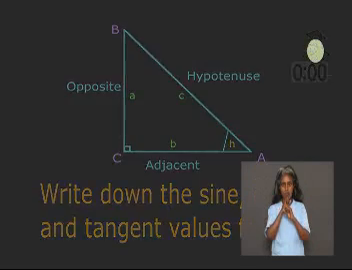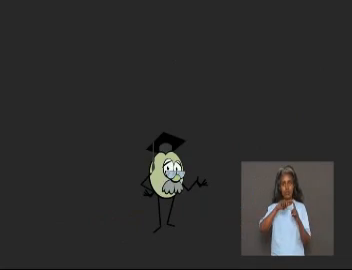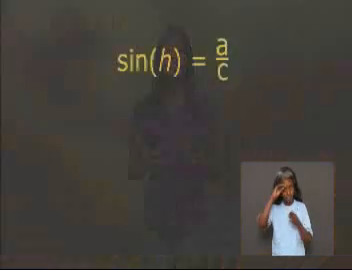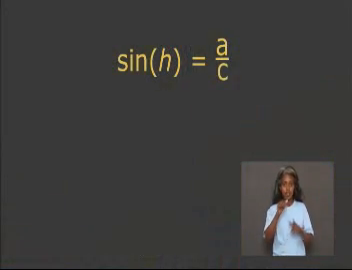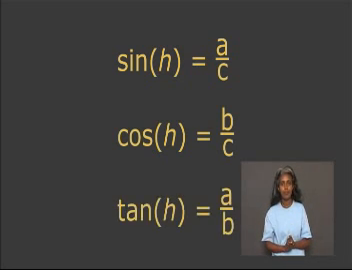Time's up. Let's get back to our lesson. As we have learned already, the sine for angle H is A over C. The cosine is B over C. The tangent is A over B.